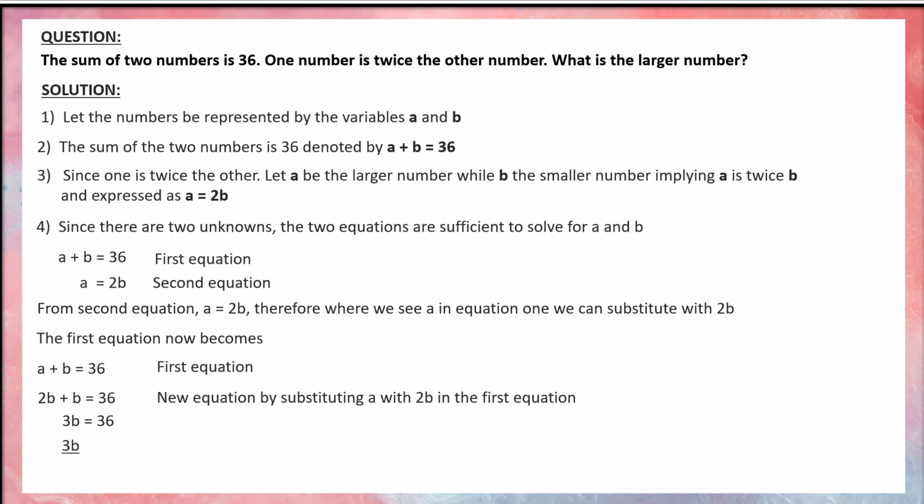That's equal to 36, so we just divide through by 3. That is dividing through by the coefficient of B. What is the coefficient of B? It is the number that is multiplying B, and that number is 3. So when we divide through by 3, we have B equal to 12.